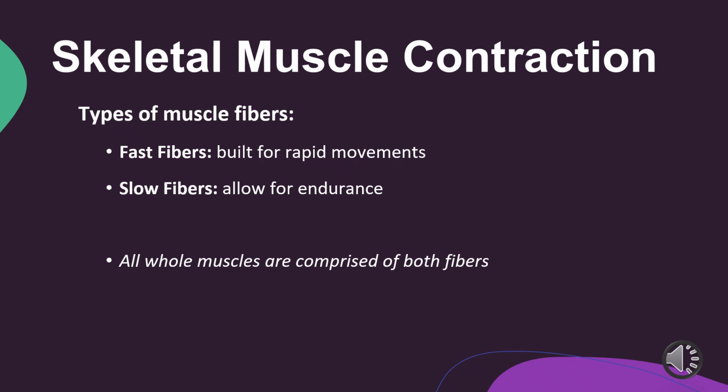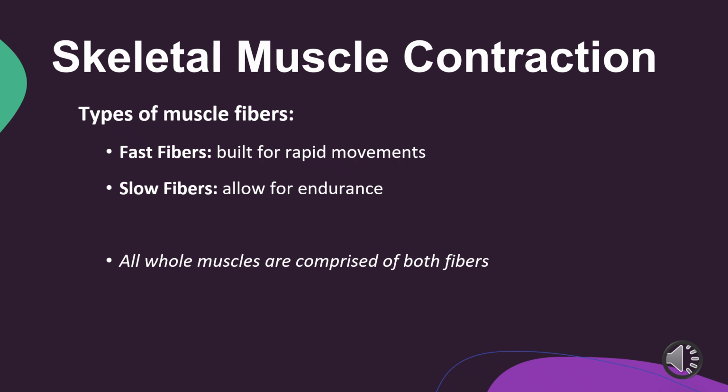So muscles don't all work at the same time, the same way, and that's because they're made up of different kinds of fibers. Each is suited to a specific type of movement. And we have two primary types. One is fast and one is slow, and that's where we get the names fast twitch fibers and slow twitch fibers.